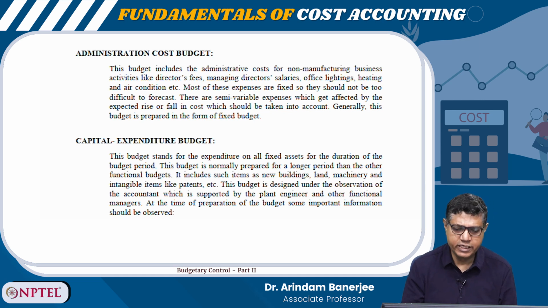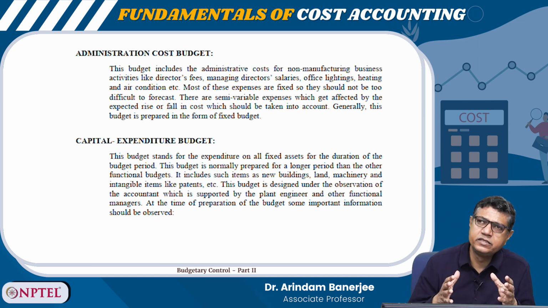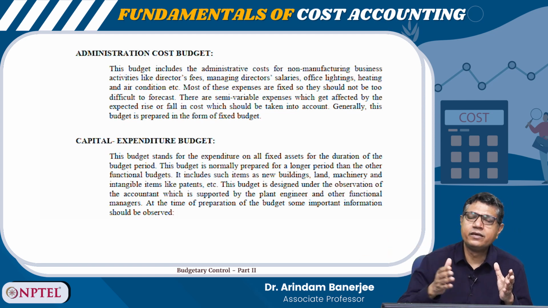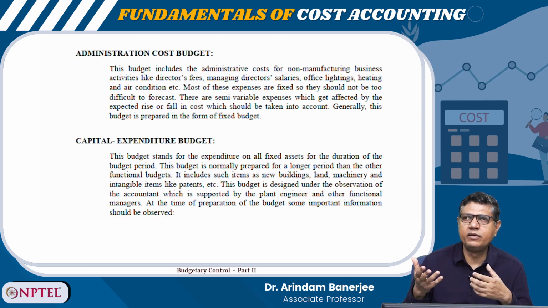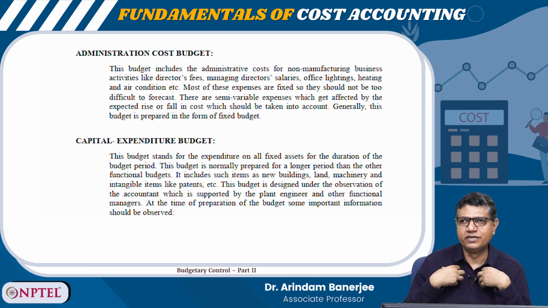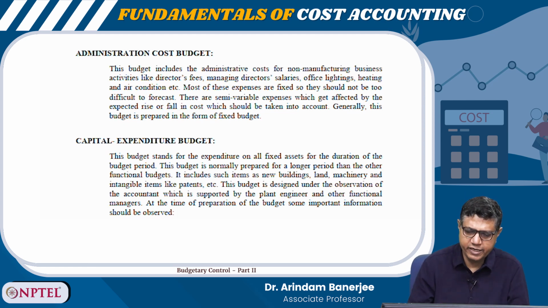This budget stands for the expenditure on all fixed assets for the duration of the budget period. It is normally prepared for a longer period than the other functional budgets, because capital expenditure usually goes over a few years. Like if I buy a machine, the lifetime of the machine may be 5 years. So in the budget I have to incorporate that I have to pay for the machine right now, but it will give me service for the next 5 years. But I am preparing an annual budget, so I need to make that provisioning.